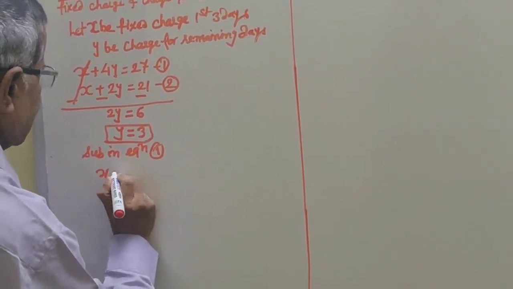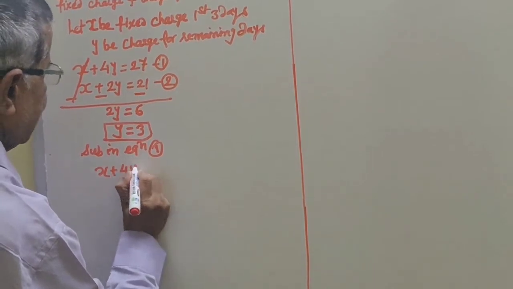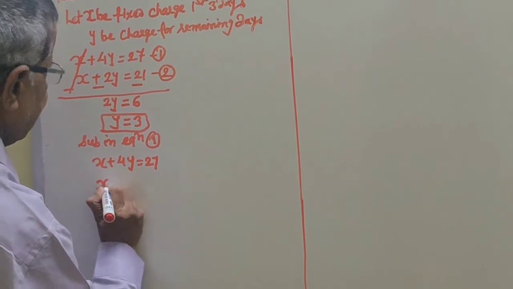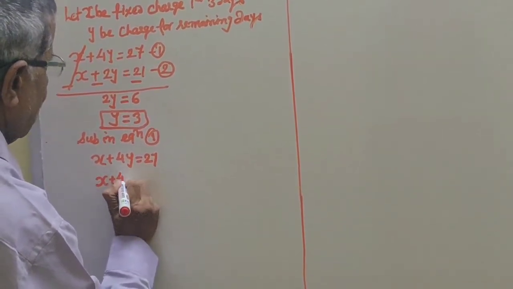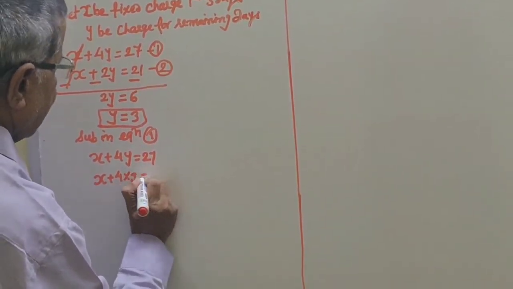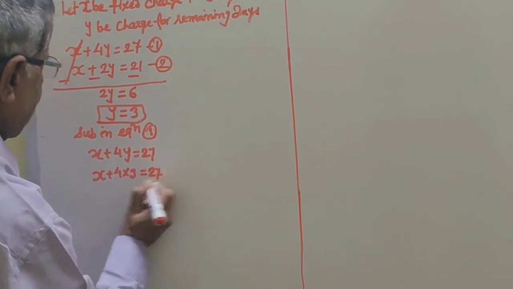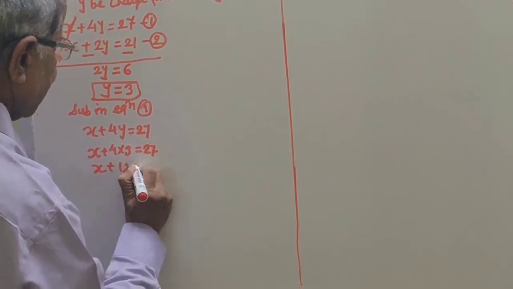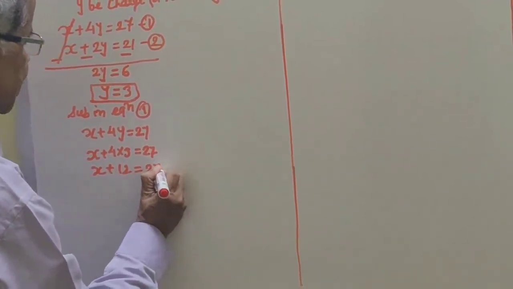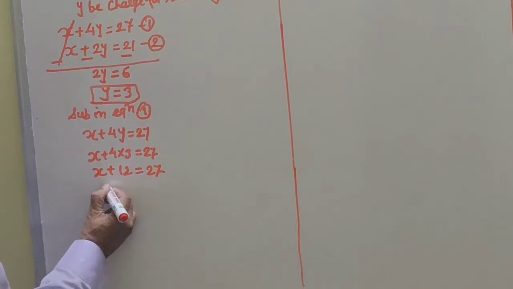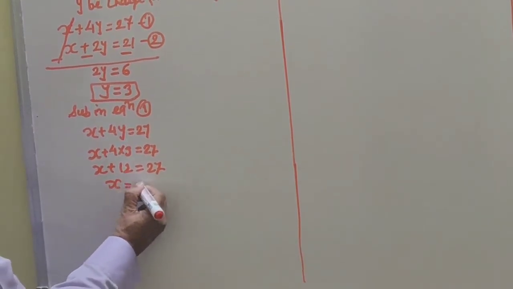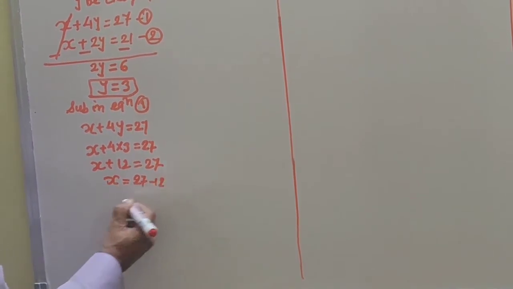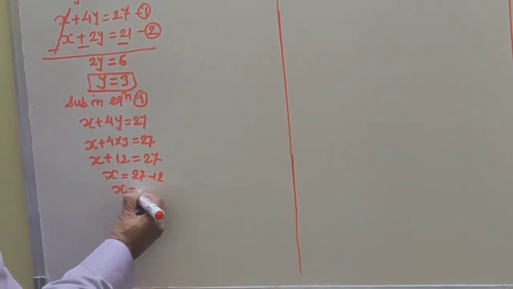So what will come here? X plus 4Y is equal to 27. This is my first equation. Now I am substituting the value of Y here. So 4 into 3 is equal to 12. Now X plus 12 is equal to 27. Now I will transfer 12 to that side, so I will get the value of X. X is equal to 27 minus 12, that is X is equal to 15.